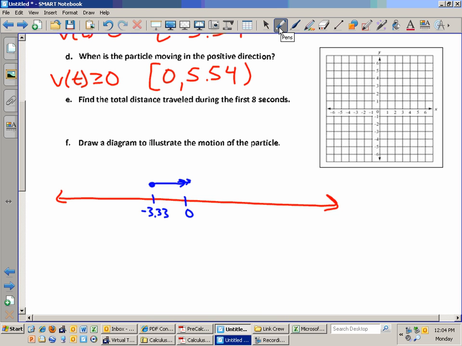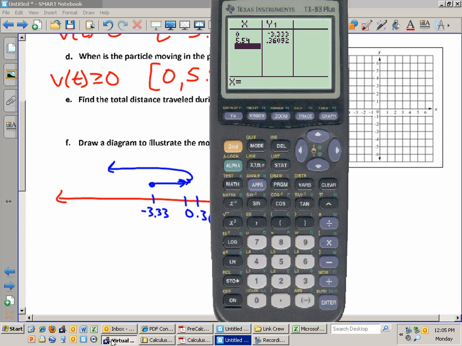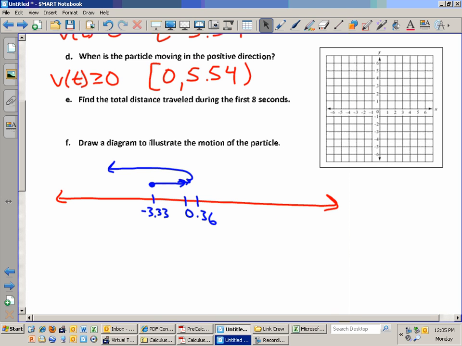Oh, yeah. So it moved from here to 0.36. Now, what's the particle going to do after that? It's going to move back in the opposite direction because we know it's negative after that. So it's going to move back in the opposite direction. And so I have to figure out where it's at, at what time now? At time 8. So again, I go to my calculator, I plug in time 8, and I get 0.328.